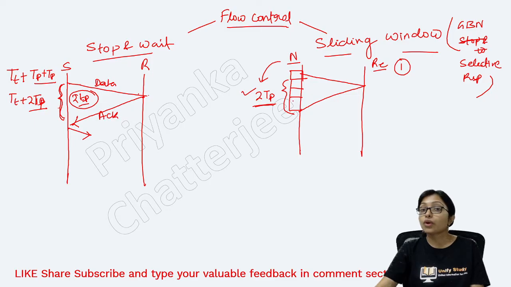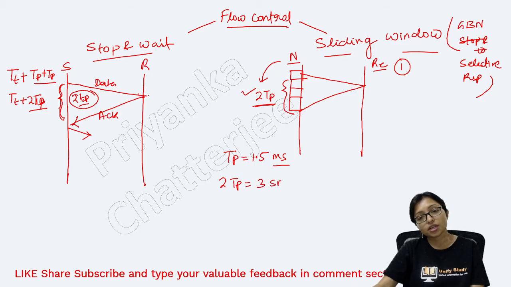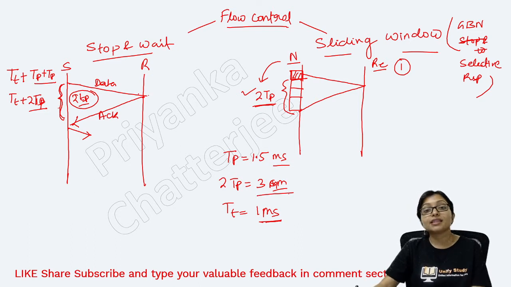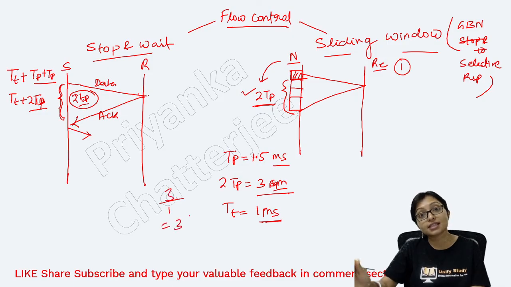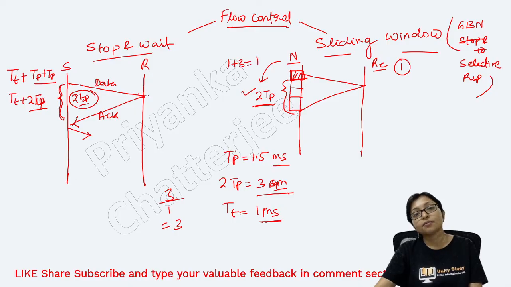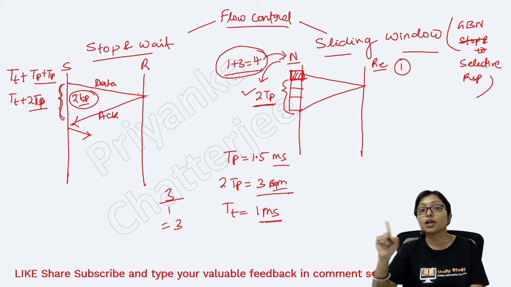Now, how to calculate it? See that. If my TP is 1.5 millisecond, what will be my 2 TP? 2 TP equals 3 millisecond. Now, if the transmission time is 1 millisecond, to load this much data I need 1 millisecond. Now the extra time is 3 millisecond. In this extra time, how much data can I transmit? Definitely 3 by 1, that is 3 more packets I can send. So what will be my window size? Already 1 data plus these 3 data, so 1 plus 3 means 4. My window size, that is N, will be 4.